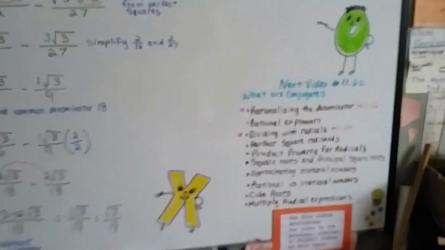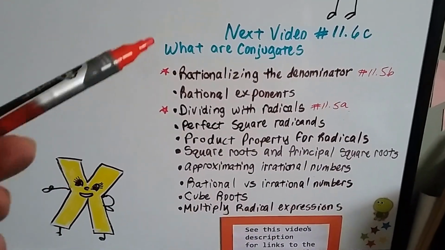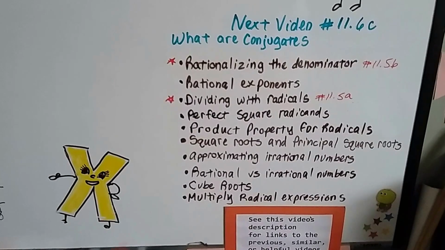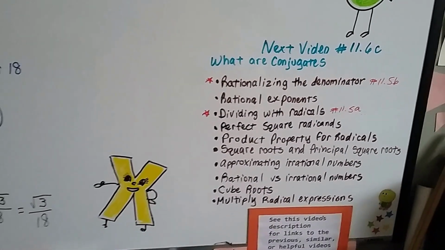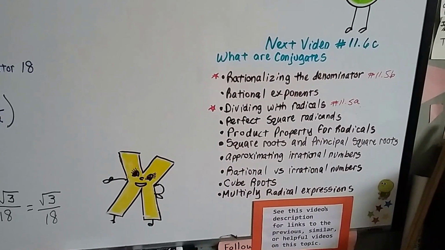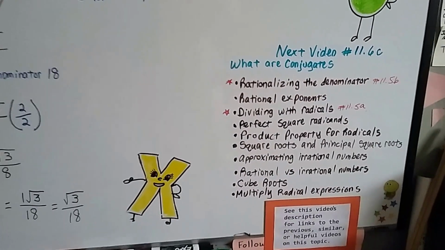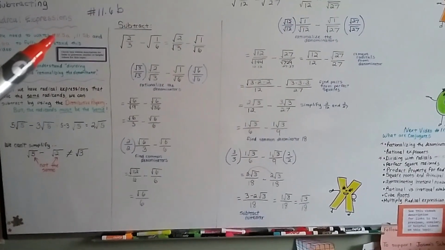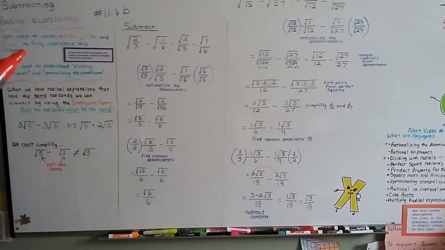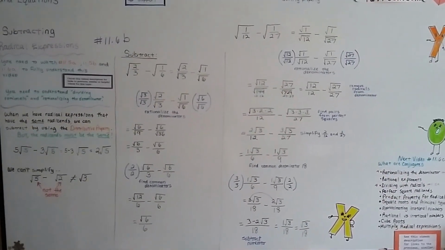All right, our next video, 11.6c, we're going to talk about conjugates, all right? You talk about those in Algebra 2, but there's a little section in your Algebra 1 book that mentions it, so I thought I'd introduce it to you, all right? And of course, I've got all the links in this description that can help you if you're confused, all right? So if you're lost from this video, go back to 11.5a in the playlist, then 11.5b, then 11.6a, and then watch this one again, and it'll all make sense, okay?